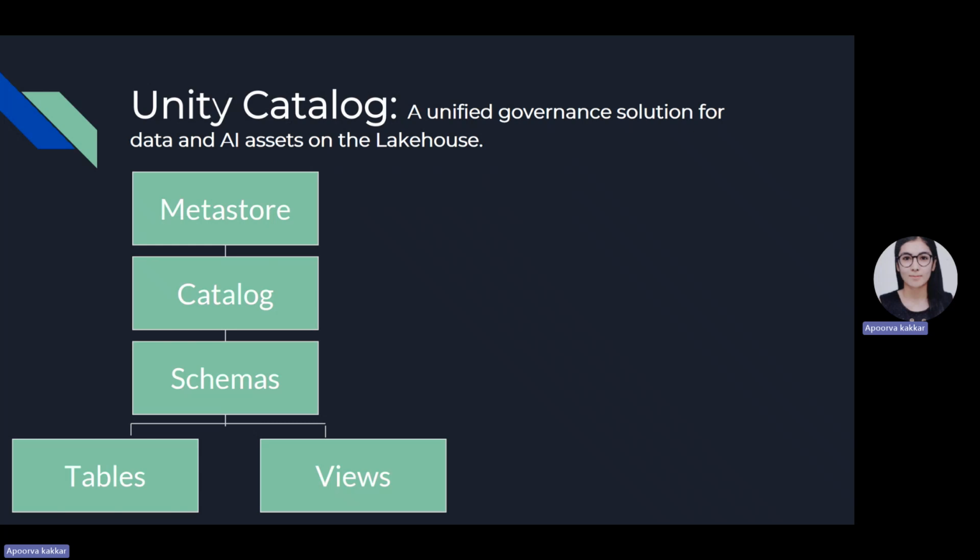Then is the Unity Catalog. So, what is the concept of Unity Catalog? Unity Catalog is a unified governance solution for data and AI assets on the lakehouse, providing centralized access control, auditing, lineage, and data discovery capabilities across Azure Databricks workspaces.